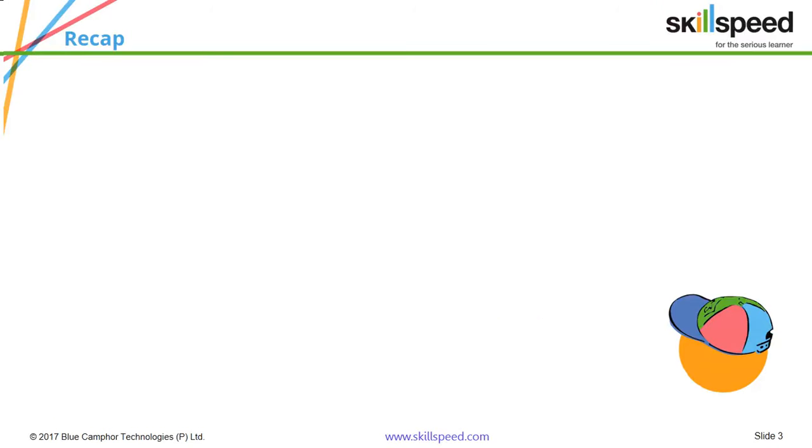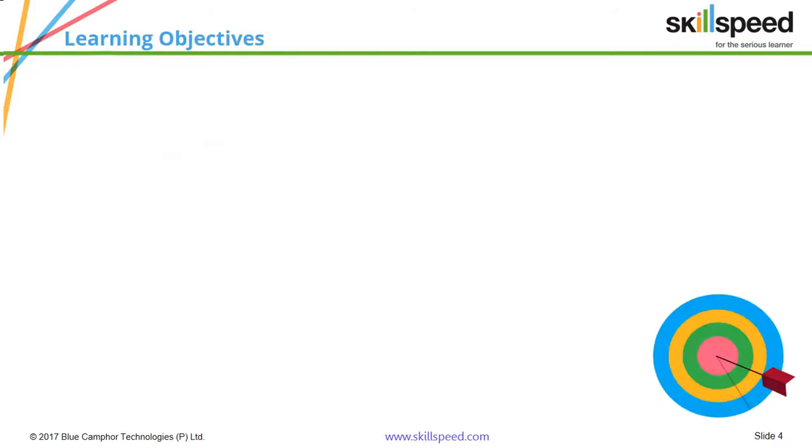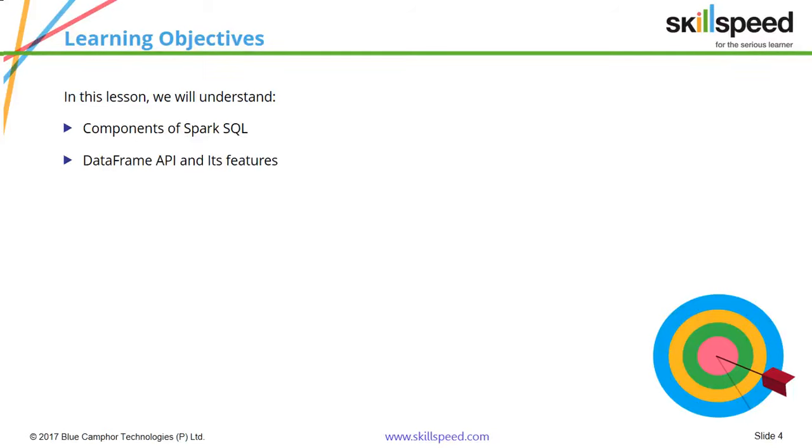Before we proceed with the lesson, let's quickly recap the last lesson. In the last lesson, we basically learned about the Spark SQL library, its architecture, and how it fits in the entire Spark ecosystem. In this lesson, we will be talking about the different components of Spark SQL, the data frame API in special, a comparison of a data frame and an RDD, and the SQL context.